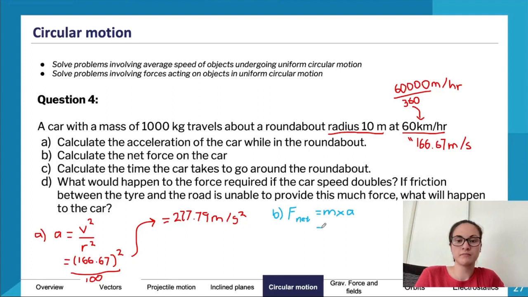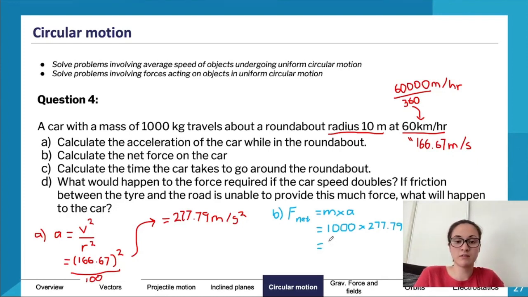Alright. So we're going to say it's 1,000 multiplied by 277.79. And that's going to be a very big number.